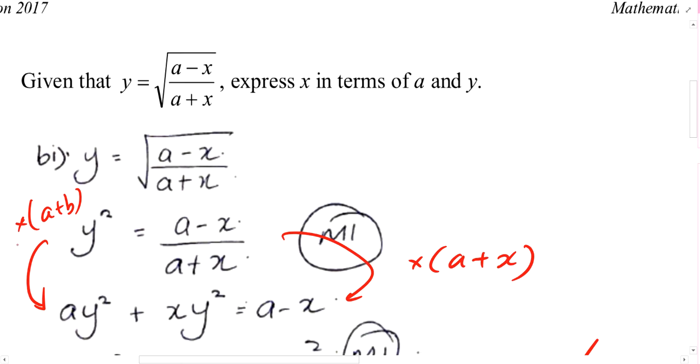So a times y square, you get ay square, a plus x. Then the next one is x times y square, you get xy squared. On the other side, you have a minus x, because the denominator is cancelled. So now we see that my x term is over here and over here. Time to combine them together.